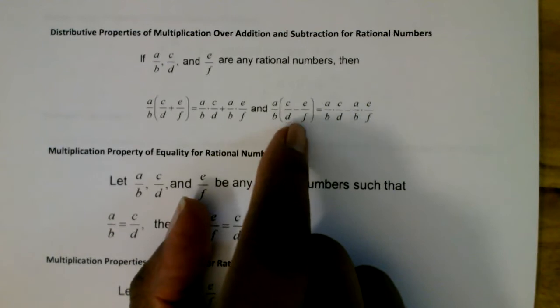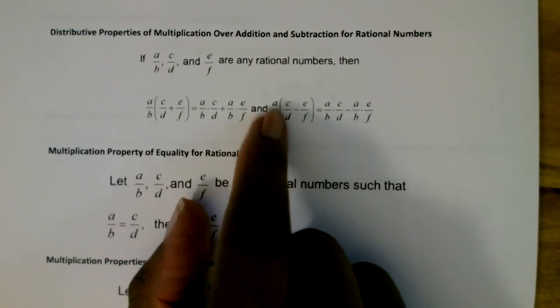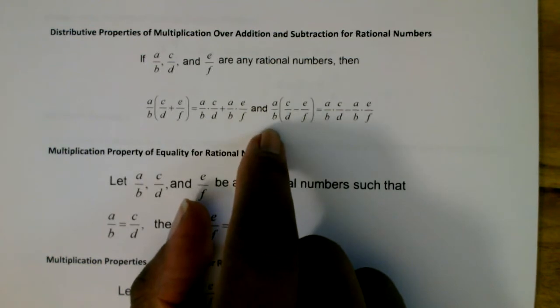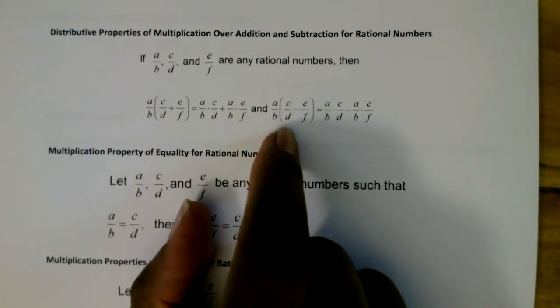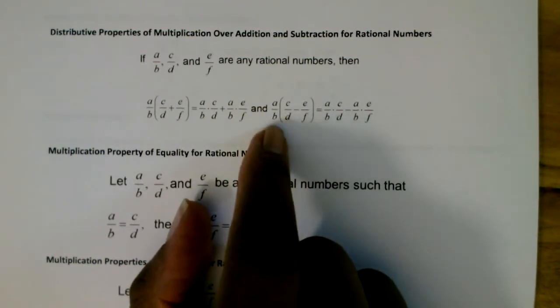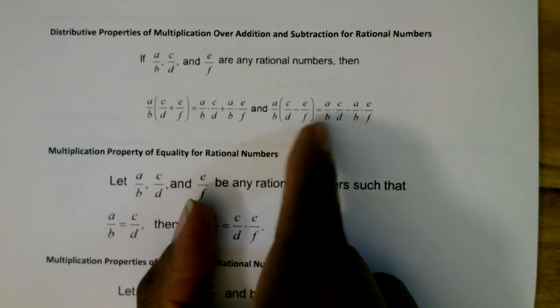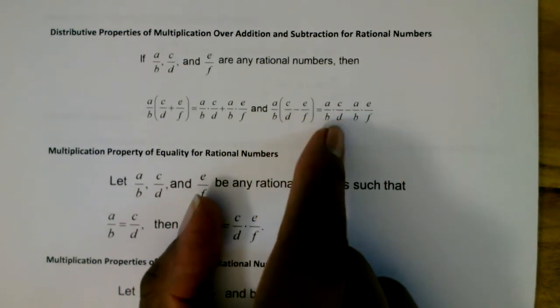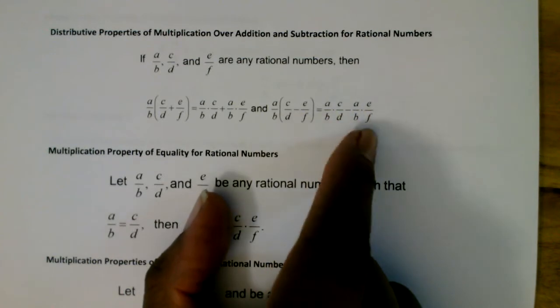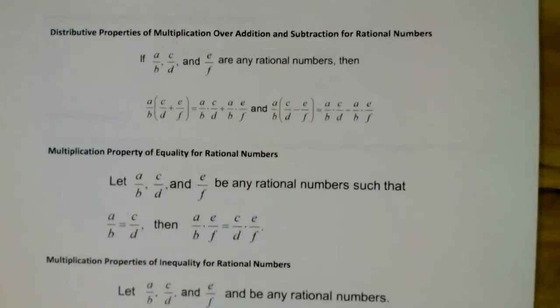And the same holds true for subtraction here. If this was subtraction, we can distribute what's on the outside, the A over B, over C over D minus E over F by multiplication. So it'd be A over B times C over D minus A over B times E over F.